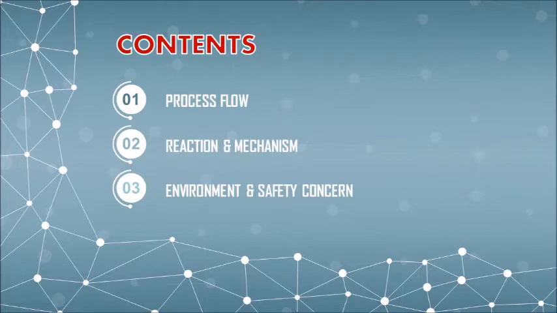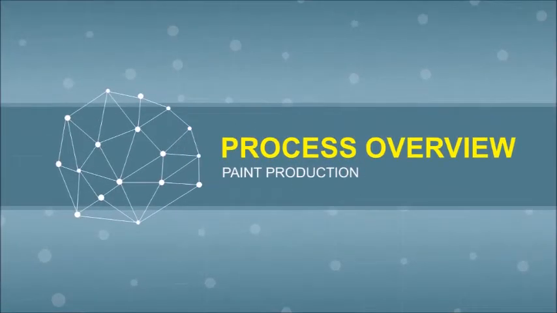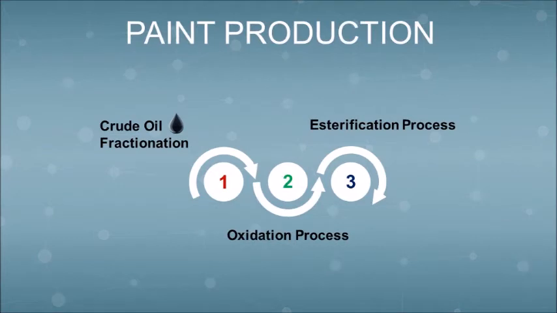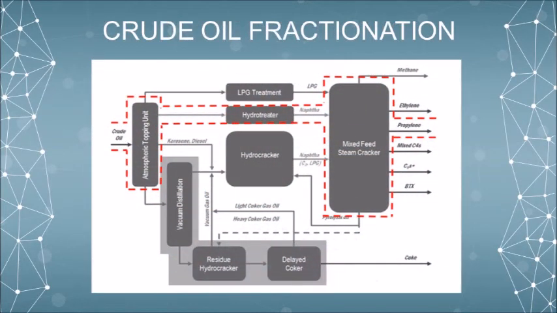So let's look at the process overview of this paint production. In this paint production, there are three processes involved to obtain the product of paints. The first one is crude oil fractionation. The second one is the oxidation process, and the last process is the esterification process. This is the process flow diagram for the crude oil fractionation.